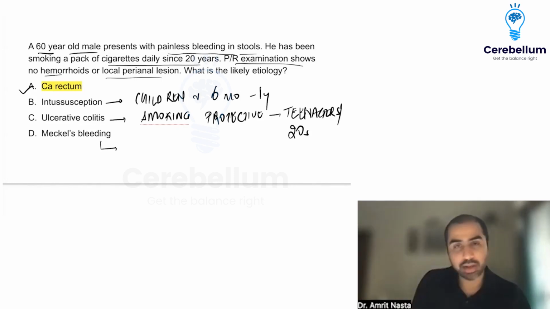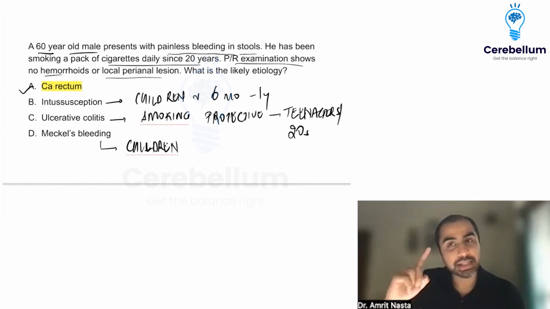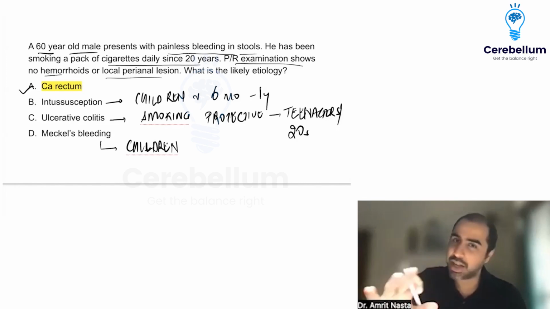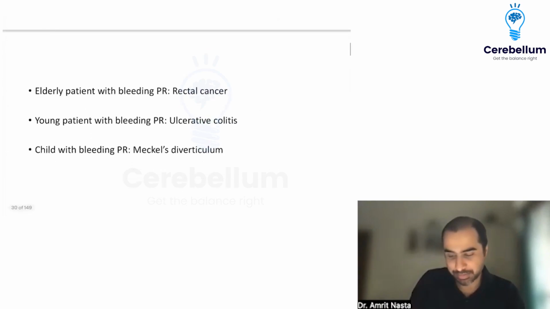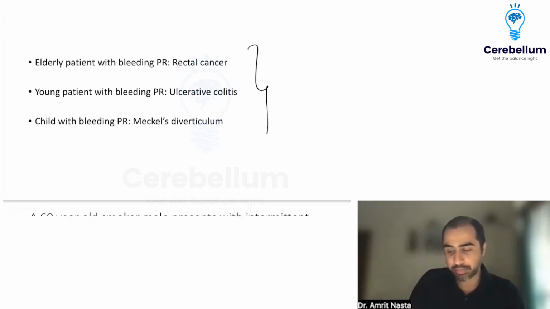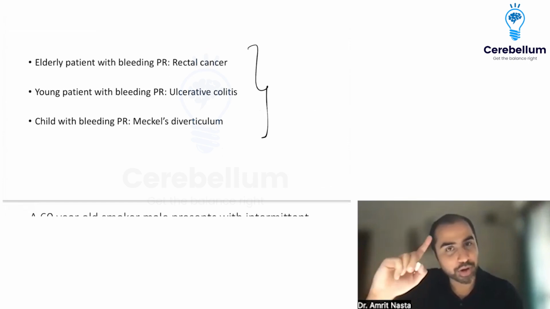Meckel's bleeding occurs in whom? Meckel's is also a painless PR bleed. You are teenagers, not that old. Meckel's is also seen in children, painless, sometimes painful, but seen in children, around 5-6 years old, even younger than you. It will happen in your child, not in you. So this is a dictum. This dictum will really help you in your life. Trust me.